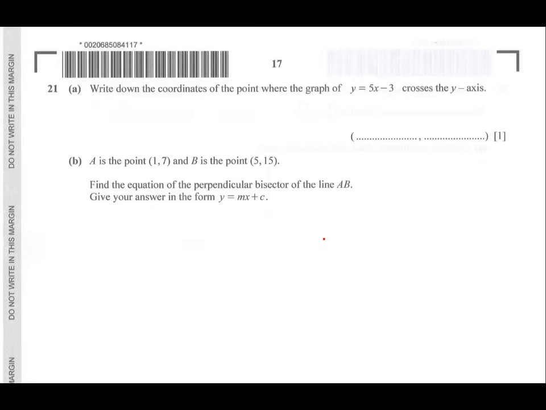Question 21, coordinate questions. Write down the coordinate of the point where the graph y equals 5x minus 3 crosses the y-axis. Crosses the y-axis means to find the y-intercept. The y-intercept is negative 3. So this straight line cuts the y-axis at the point negative 3, which is clear and obvious. The point is (0, -3).